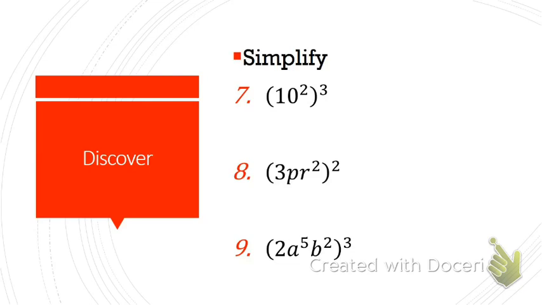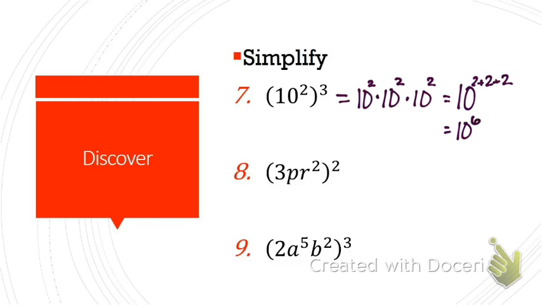So in the next examples, 10 squared cubed means you have 10 squared times itself 3 times. So 10 to the 2 plus 2 plus 2, ending at 10 to the 6th.